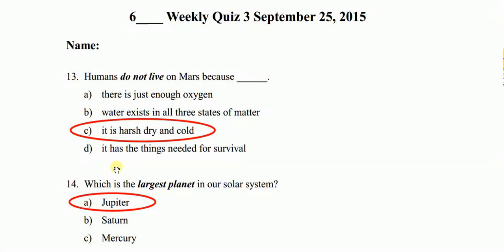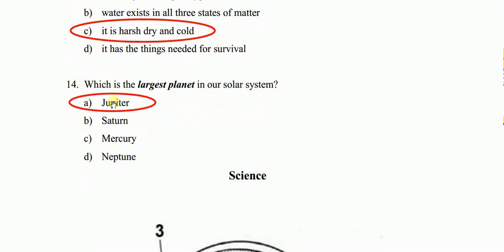When we did our reading, we said that Mars gets as warm as the Antarctic. So if it gets that warm, which is very cold for us, it would be very difficult for us to grow trees and raise the animals that we need to survive. Number 14, which is the largest planet in our solar system? And the options are Jupiter, Saturn, Mercury, and Neptune. And our answer is Jupiter. Jupiter is the largest planet.